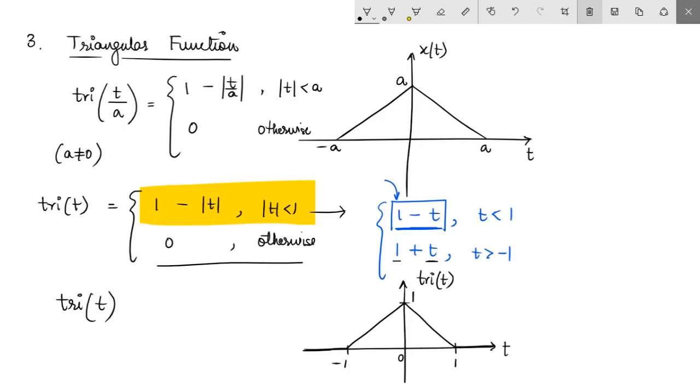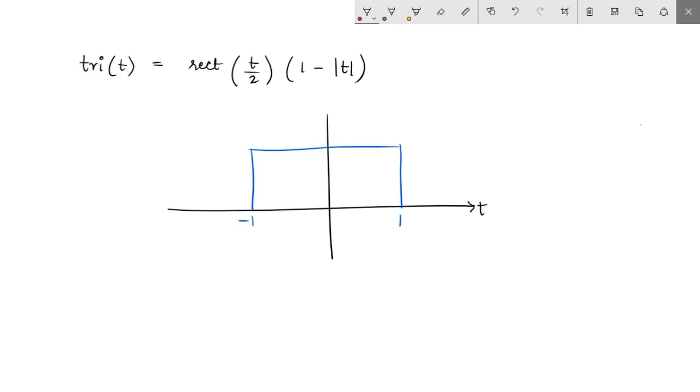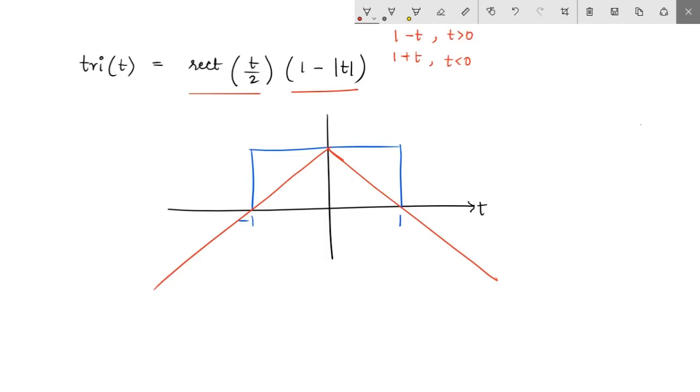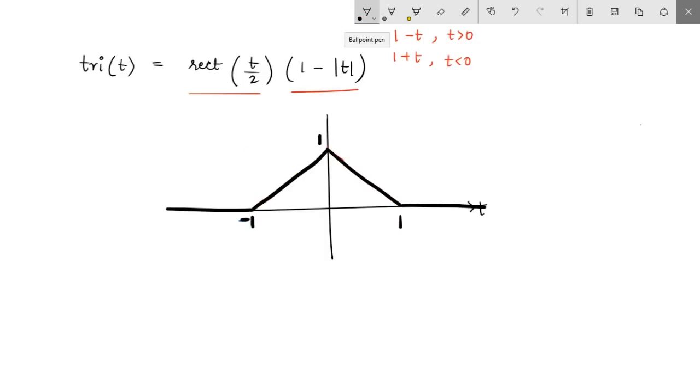Another way of defining a triangular function is in this form. Some literature define tri of t as rect of t by 2 multiplied by 1 minus mod t. Now 1 minus mod t would mean 1 minus t for positive values of t, that means t greater than 0, and 1 plus t, that means 1 minus mod t, when t was negative. So something like this. So when you multiply the two, rect t and 1 minus mod t, which is the same as the definition of triangular function of t that we saw before.